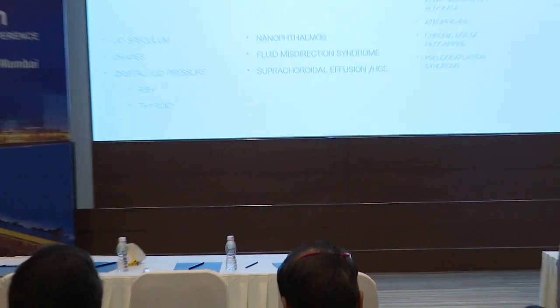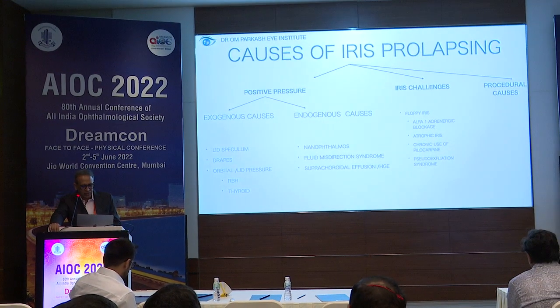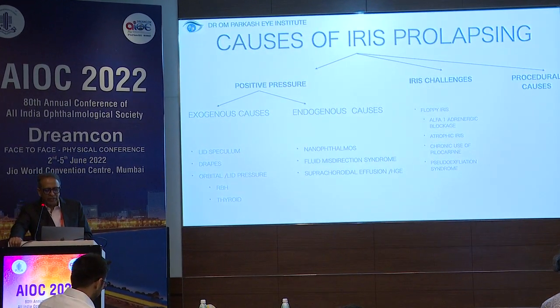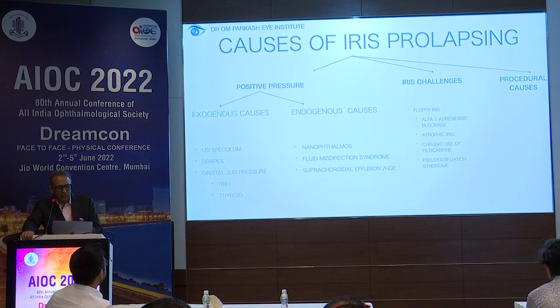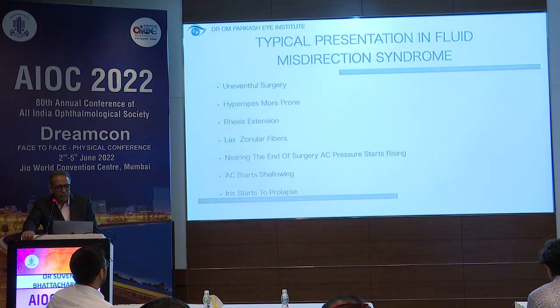Action. May not work ideally, but this is what it should be. So decompress the antechamber first. Yeah, absolutely. So, misdirection syndrome. Now, usually we have already talked about different causes of iris prolapsing. So I would be talking about an endogenous cause in the form of fluid misdirection syndrome.